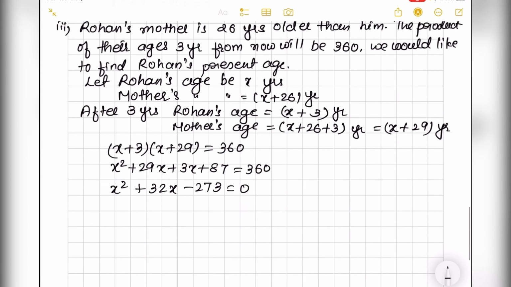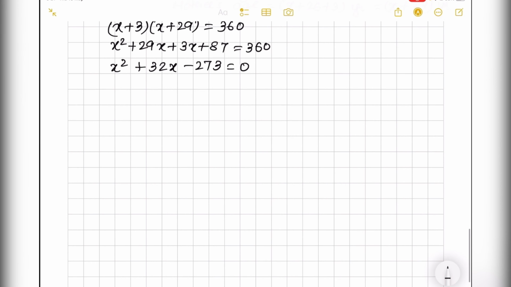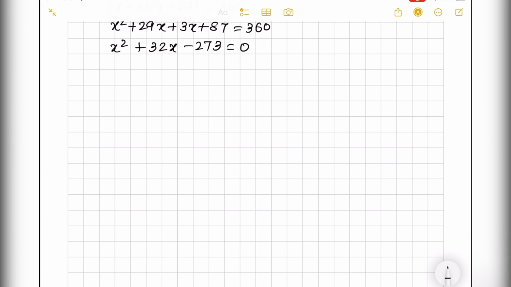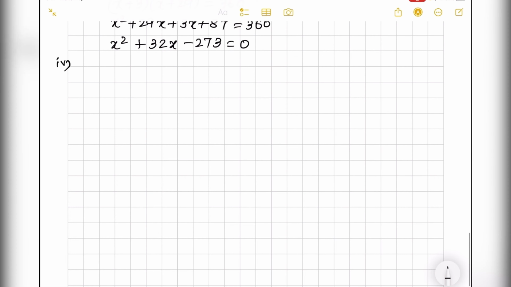Now if we solve this equation, we will get individual ages. But here he has only told us to represent the ages. So we have to do that much only.